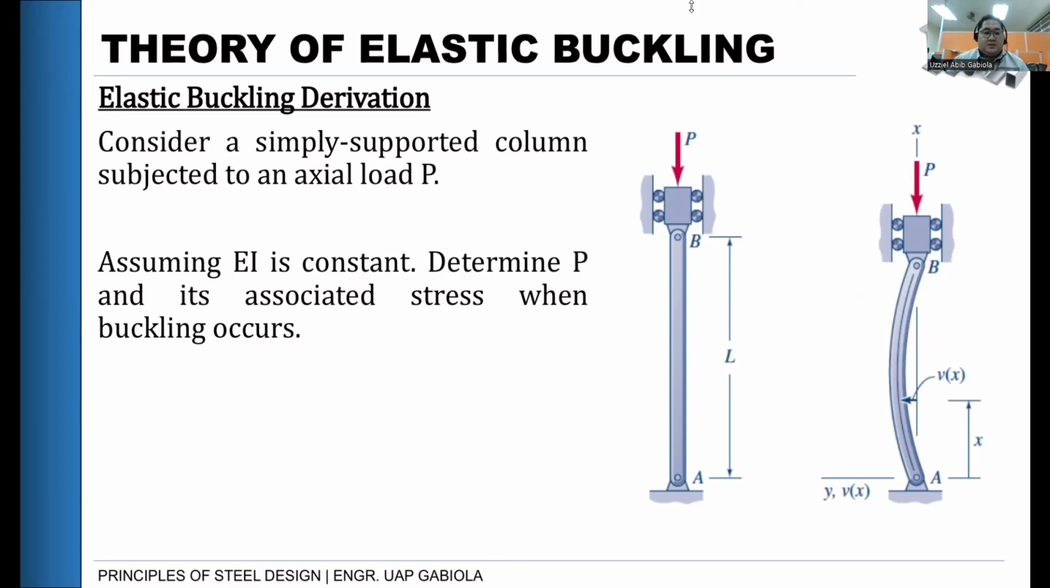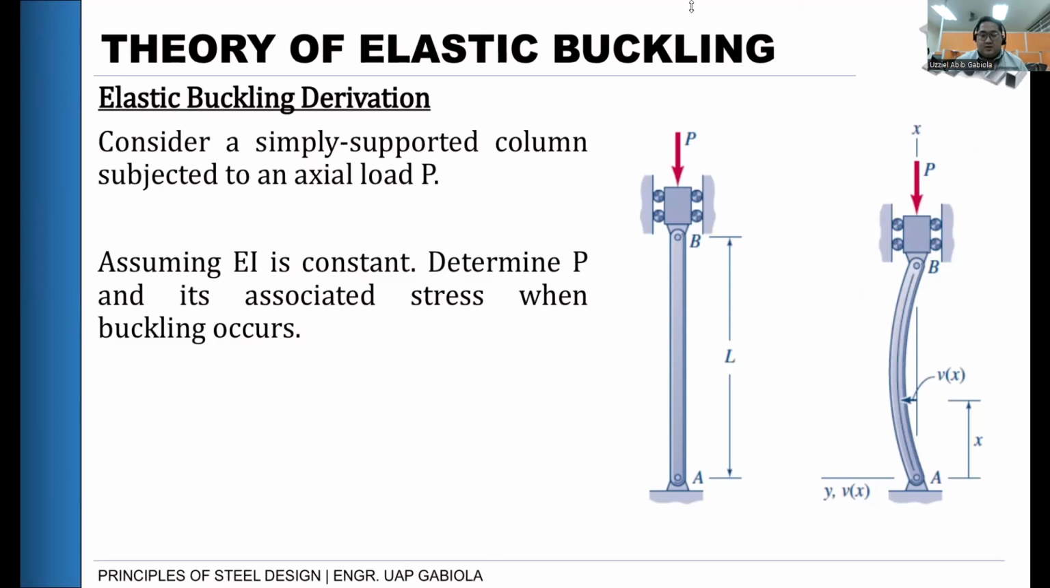Okay? So, in considering this example, assumption natin is simply supported yung column natin, and then we assume also na yung flexural rigidity natin is constant. So, ang goal natin for this afternoon is to determine anong formula ang kailangan natin to have yung value ng P. So, ano yung P na magkukos ng gantong behavior dun sa mismong column natin.